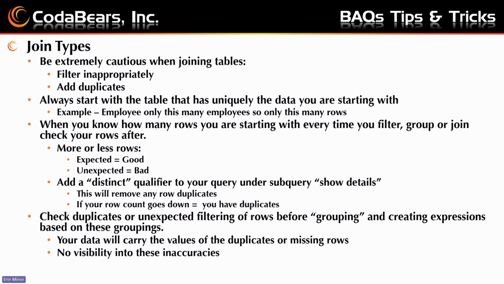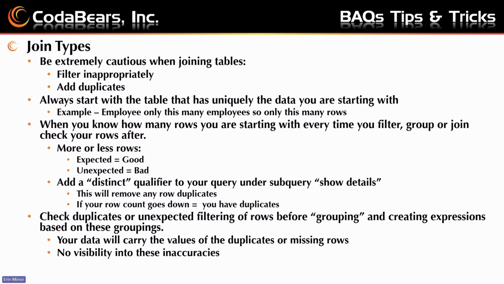Know that if you do join and you're joining on a table that's going to duplicate employees, say you're joining to labor detail, if you do a join from employee to labor detail, you're going to have multiple labor detail records per employee. Maybe you wanted that. Maybe more rows is exactly what you wanted, and that's okay. If it's expected, it's good. If it's unexpected, it's bad. So just keep that actual row count in mind as you go and as you build.